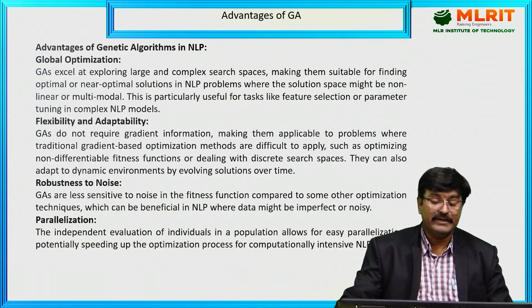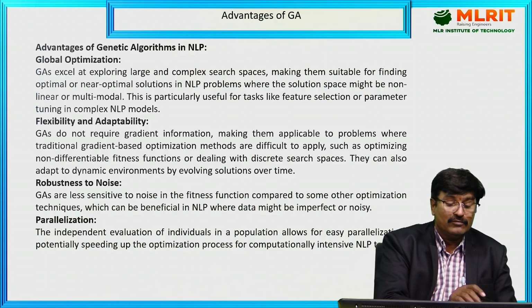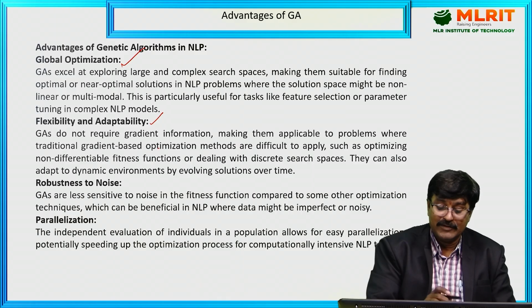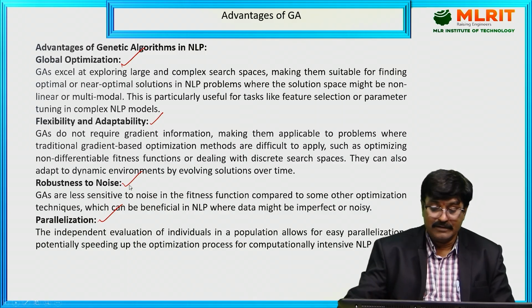Then, what are the advantages of the genetic algorithm? Global optimization is one thing we are getting, and flexibility and adaptability is another. It is a flexible algorithm with robustness to noise. Parallel processing is possible in these cases. All these are the advantages of this genetic algorithm.